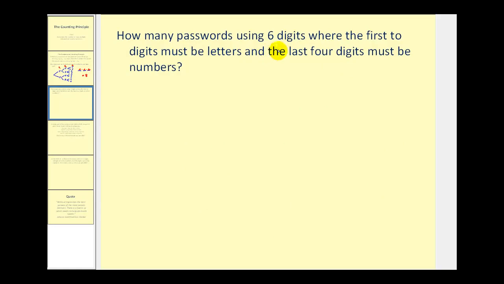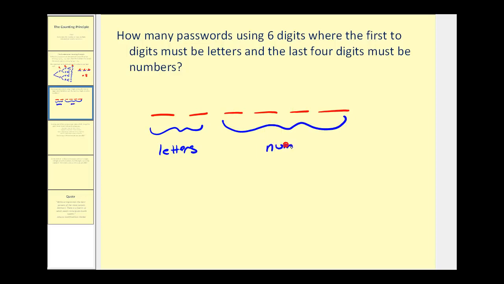How many passwords using 6 digits where the first 2 digits must be letters and the last 4 digits must be numbers? So there are 6 independent events here. 1, 2, 3, 4, 5, 6. The first 2 must be letters and the last 4 must be numbers.